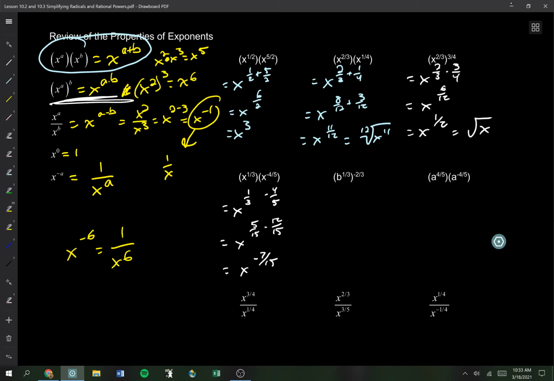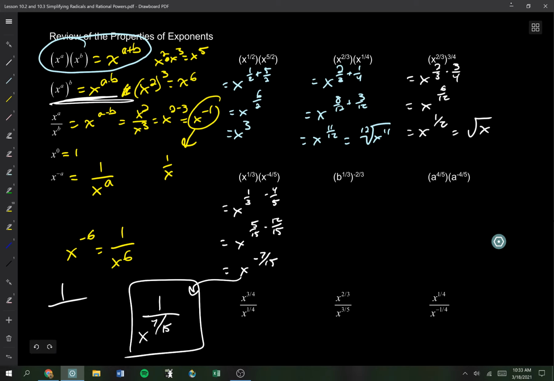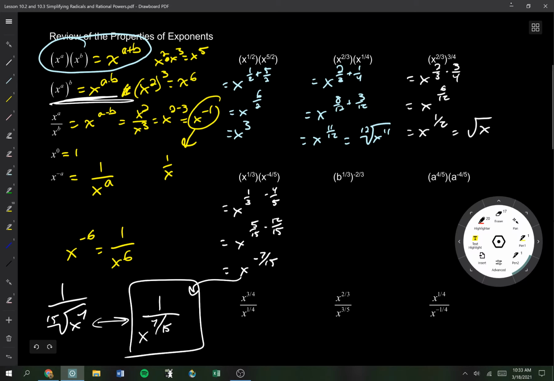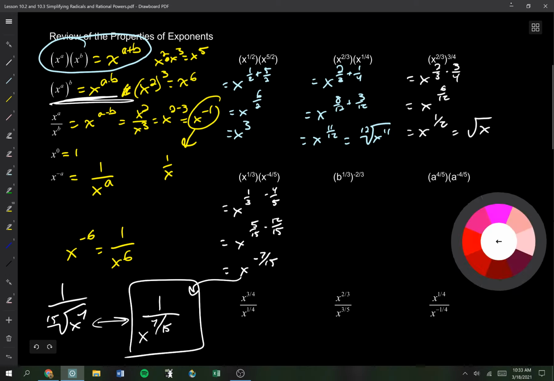Now x to the negative 7/15 I would write as 1 over x to the 7/15, because the negative power flips the fraction over. So it's 1 over x to the 7/15. And if you wanted to write that as the 15th root of x to the 7th, you could. That would be 1 over the 15th root of x to the 7th. You want to be very fluid, able to go back and forth between these two whenever it suits you, so that you can perform your operations in whatever way you find most convenient.